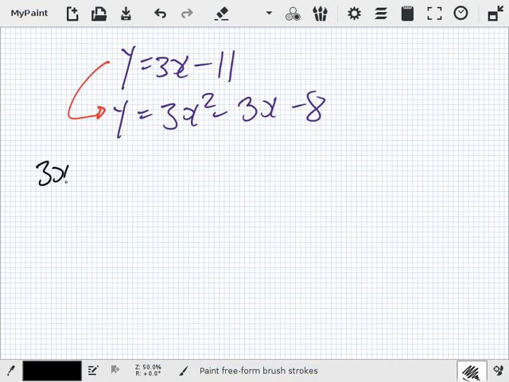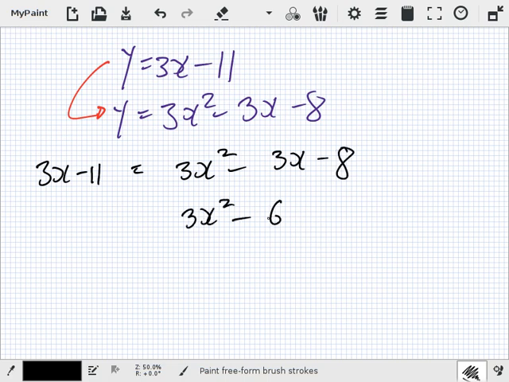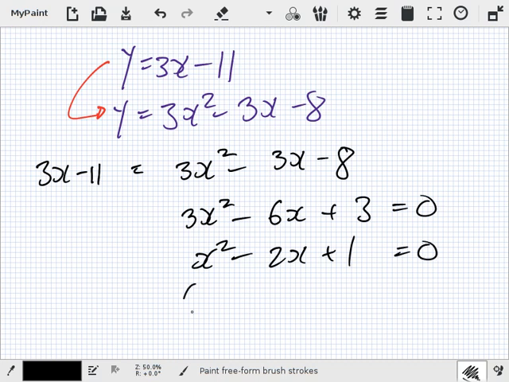That's 3x minus 11 equals 3x squared minus 3x minus 8. So that's 3x squared minus 6x. 3 plus 3, isn't it? If I take everything to the right. Yeah? What should I do next? Before factorizing, I'll take out 3. Take out 3, yeah. Now I can factorize. What are my two factors here?